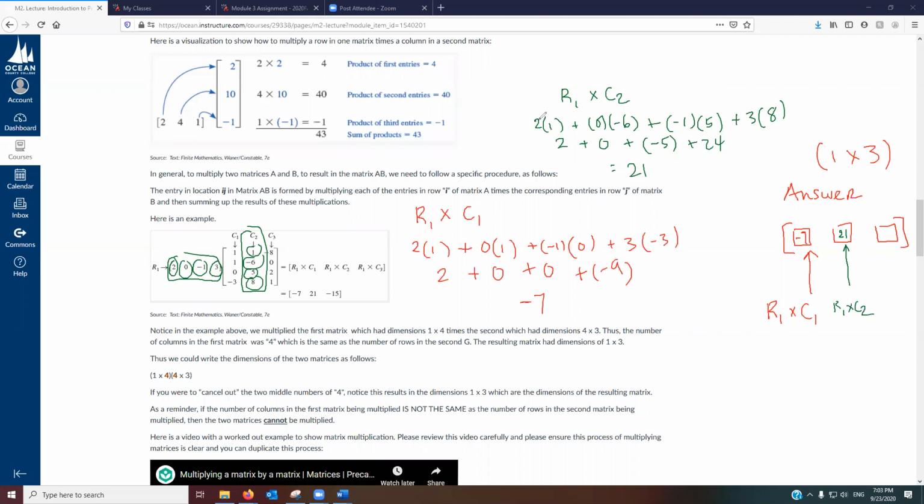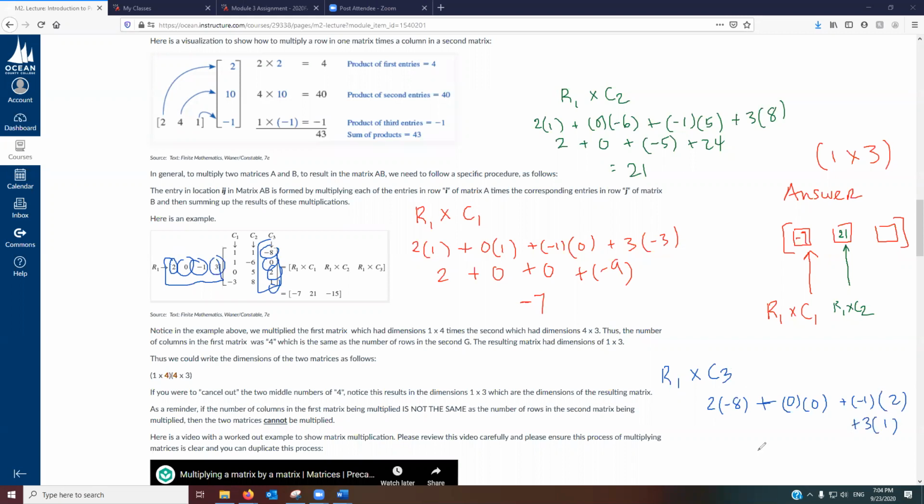All right, let's do the last entry. So the last one is I'm going to take row 1 times column 3. Okay, I'll do it down here, row 1 times column 3. All right, so I'm going to take 2 times negative 8 to start. All right, then I'm going to take 0 times 0. Then I'm going to take negative 1 times 2. And finally, I'm going to take a 3 times 1.